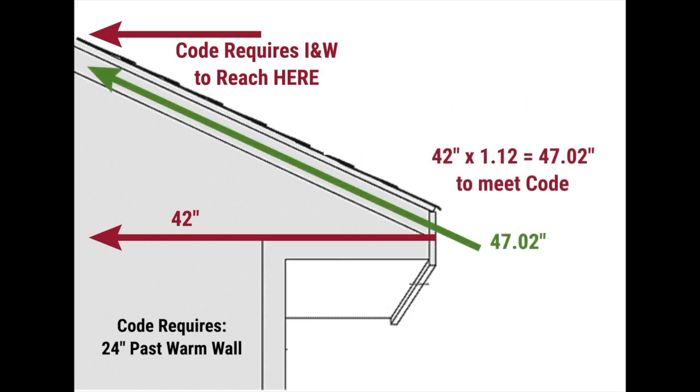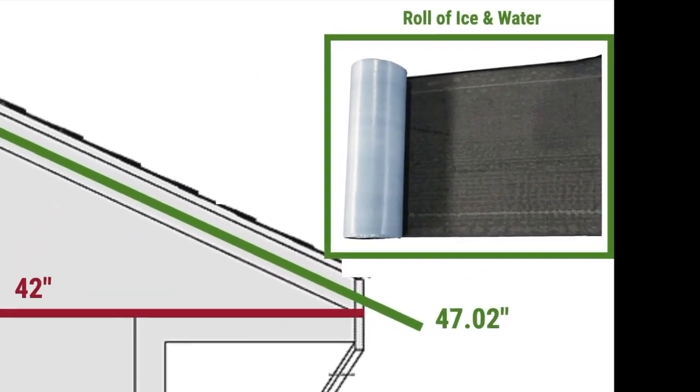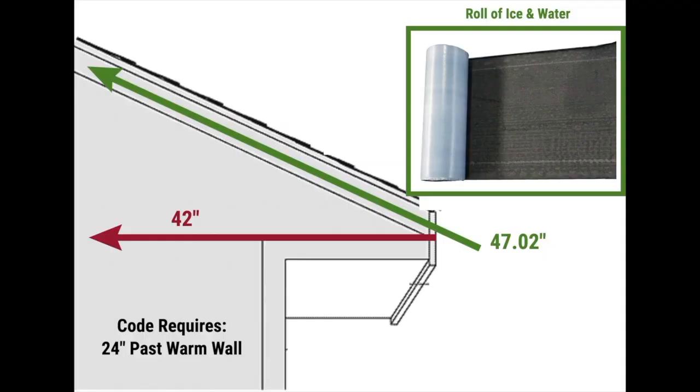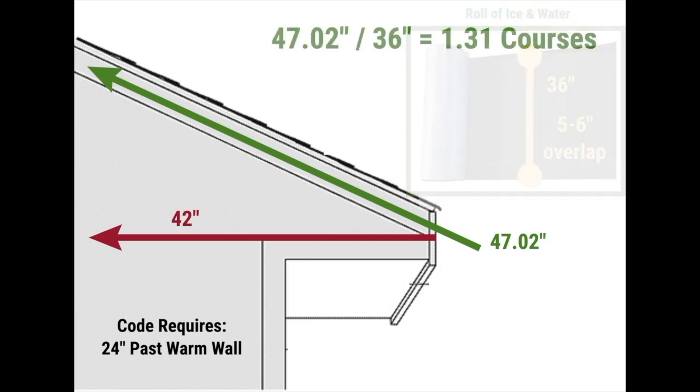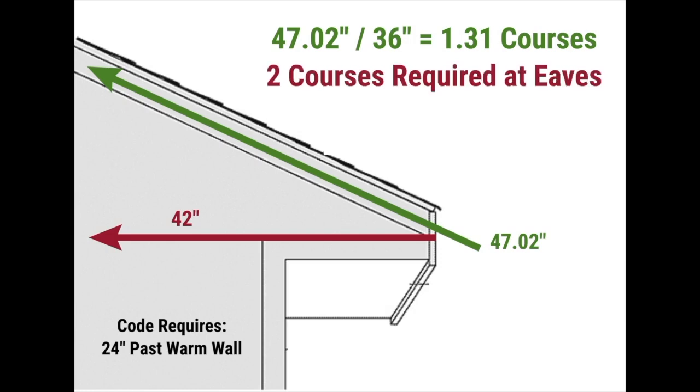ice and water applies. Now every roll of ice and water is considered one course. One roll of ice and water is 36 inches wide. And keep in mind that there should be a 5 to 6 inch overlap between courses. So we have a need for 47.02 inches. We divide that by 36 inches, and that gives us a need for 1.31 courses to meet the code. Obviously, we're going to round up, and that means 2 courses are required at all eaves to meet the regional code.